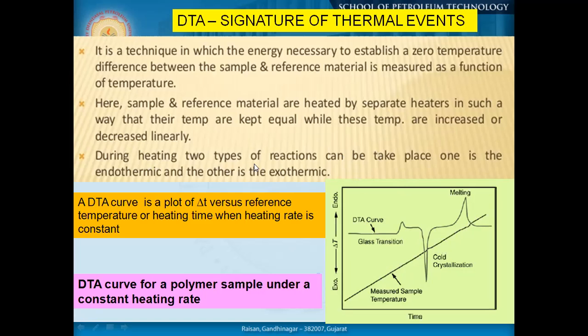So during heating, two types of reactions can take place. One is endothermic and the other is exothermic. If you see, this is endothermic and this is exothermic. This was one example of a polymer sample with DTA information.